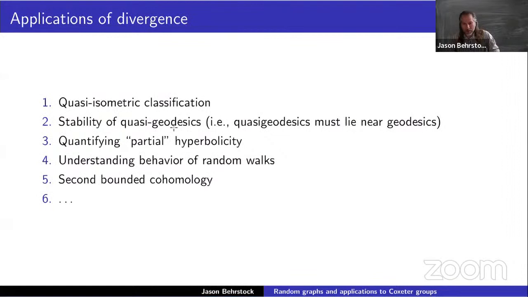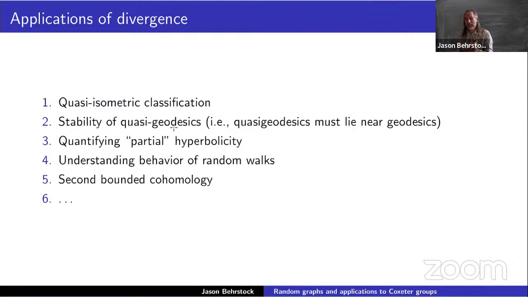I'm going to show you some more pictures in a minute, but let me just state a few applications so that you can see where this gets used elsewhere. I don't really want to talk about any of these applications today. I'll maybe say briefly something about the first one, which is that this property is useful because one of the fundamental questions in geometric group theory is to classify all groups up to quasi-isometry.